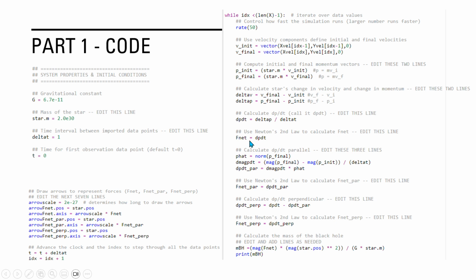Here, F net is equal to dp dt was computed here. This was a bunch of dp by dt parallel formulae. And then we have, using Newton's second law, which is from here, and then using that to calculate F net perpendicular. And then this was the final formula to calculate the mass of the black hole, which is magnitude of F net times star position squared divided by G times star M. And these were the arrows that I had to change a couple of values for in my actual diagram.